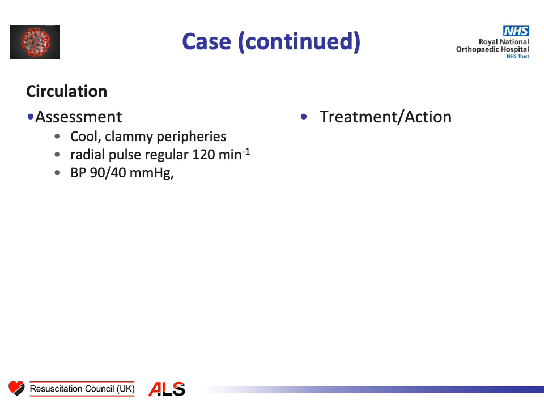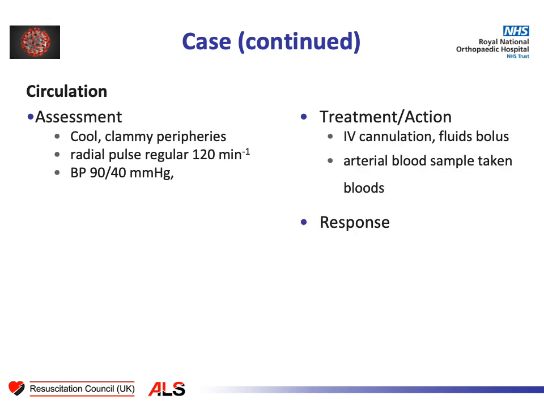You assess his circulation, and his peripheries are cool and clammy. His radial pulse is 120 with a BP of 90/40. His ECG shows a sinus tachycardia. You put in an intravenous cannula and you give him a fluid bolus. You take off an arterial sample and you take off bloods for FBC, U&E and glucose.